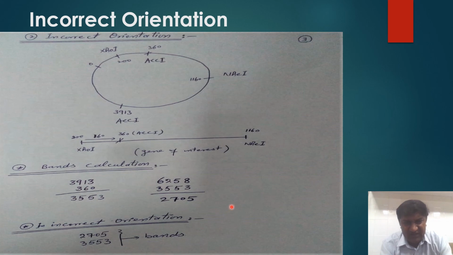So this one is the method. You can find out the band's location and band's length with the help of plasmid mapping. So it is very important.